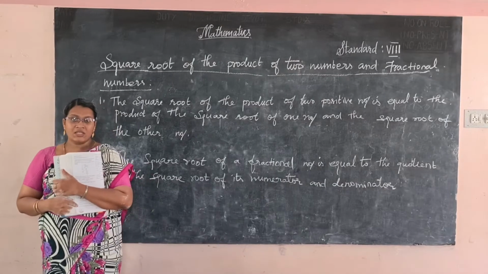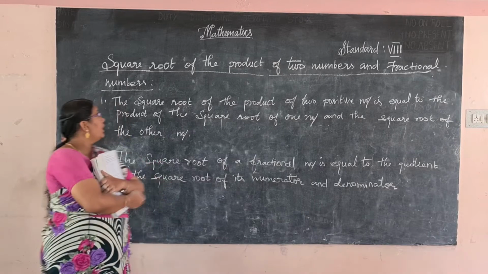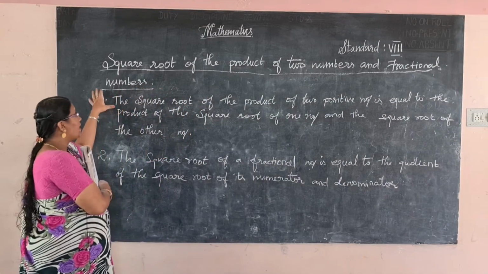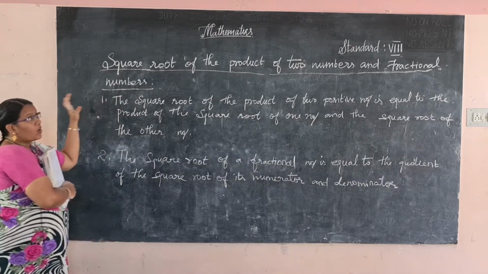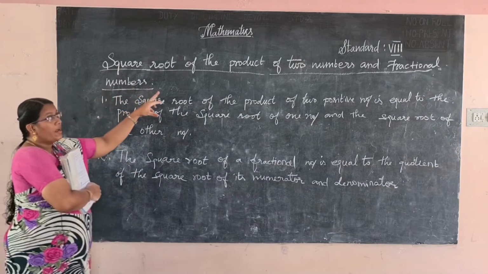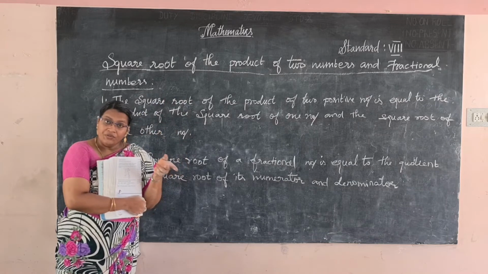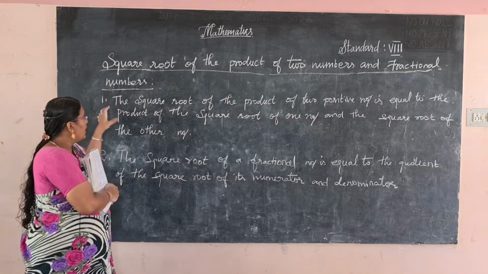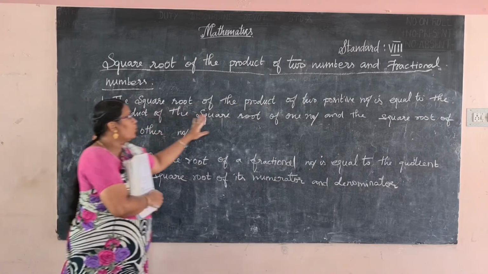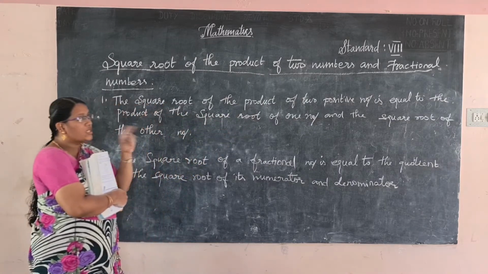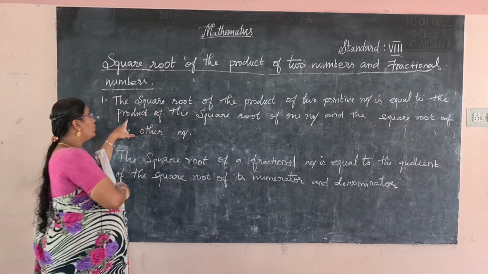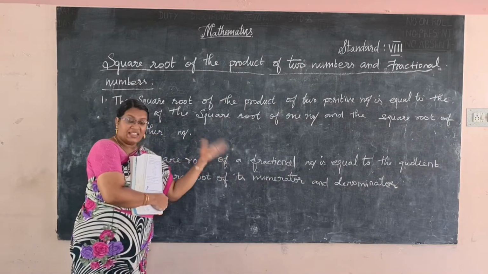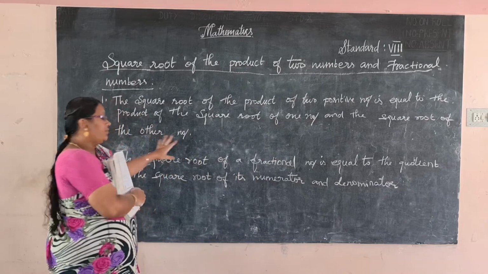Good morning students. Today we are going to learn about the square root of the product of two numbers and fractional numbers. First, the square root of the product of two positive numbers is equal to the product of the square root of one number and the square root of the other number.